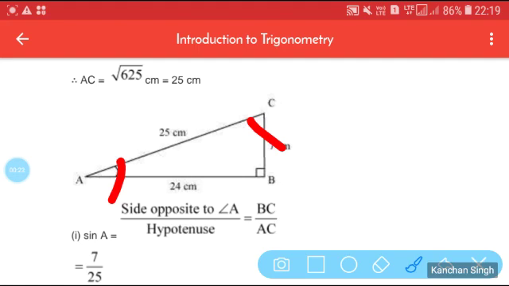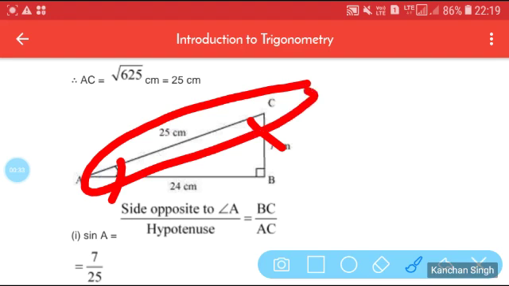To find angle A and angle C, we are given that AB is equal to 24 centimeters and BC is equal to 7 centimeters. So first we will find AC. How will we find AC? By using Pythagoras theorem. So see here, we will write AC square is equal to AB square plus BC square. So 24 square plus 7 square, 576 plus 49 is 625, and AC square is 625, and we know that the square root of 625 is 25 centimeters.